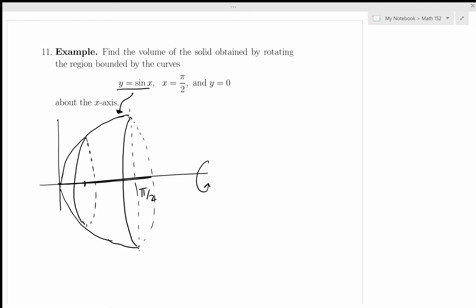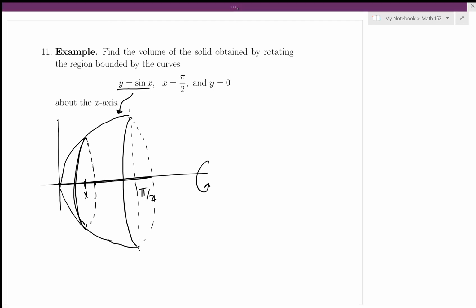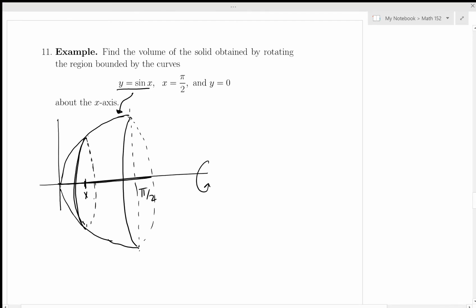Okay, so for my cross sections, I imagine I'm looking at a typical cross section here, at this value x, some value between 0 and pi by 2. I imagine just a very thin little cylinder, looking like that. Then I'm going to calculate the volume of that cylinder, and then add up all of those cylinders going in this direction from 0 to pi by 2.